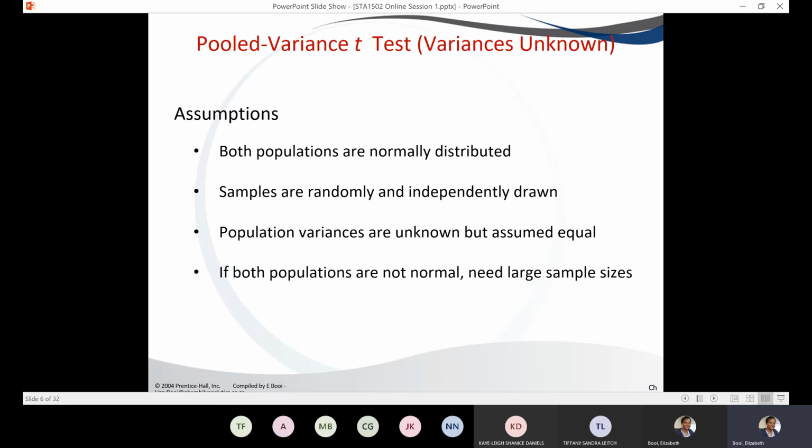And if both populations are not normal in this instance, then the sample size needs to be large. And by large, we mean at least the n should be greater than 30 for you to be able to use the pooled variance t-test.